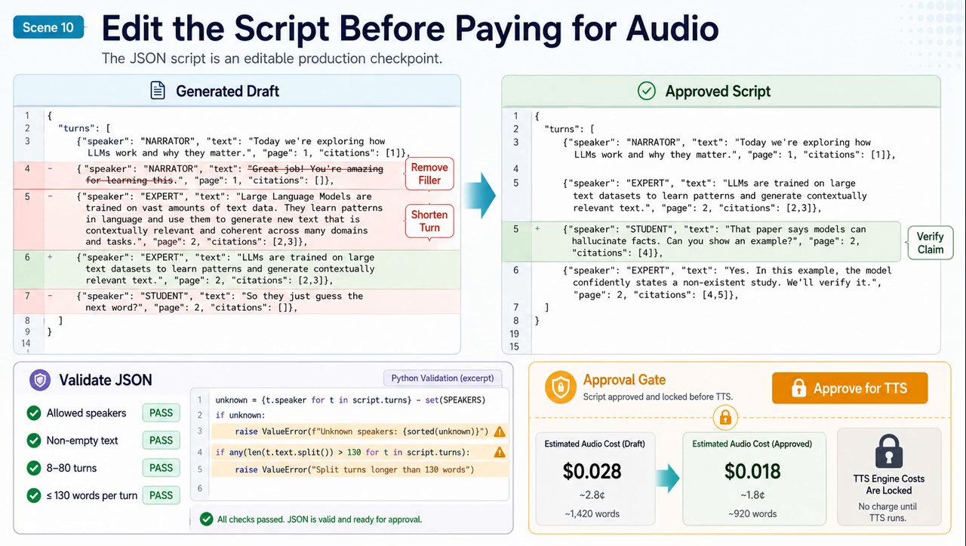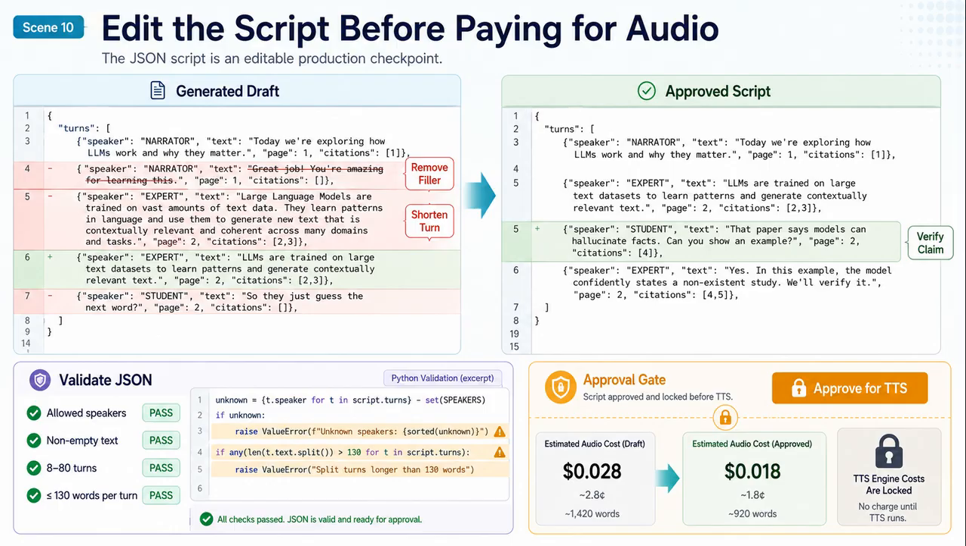That idea leads directly to edit the script before paying for audio. Open the generated JSON and read it like an editor, not like a developer. Remove repeated compliments, scripted laughter, filler questions, and unnatural handoffs. Check every important claim against its page references and correct any exaggerated wording.